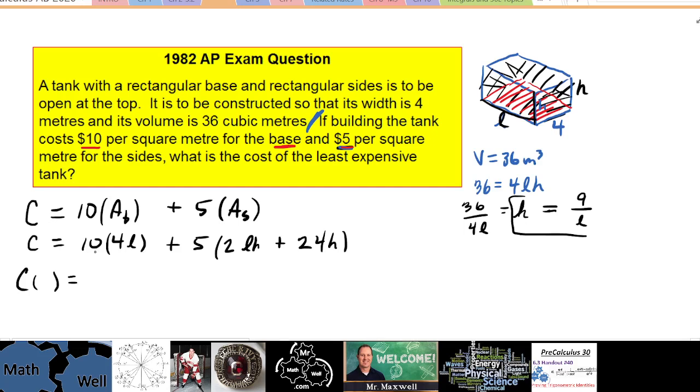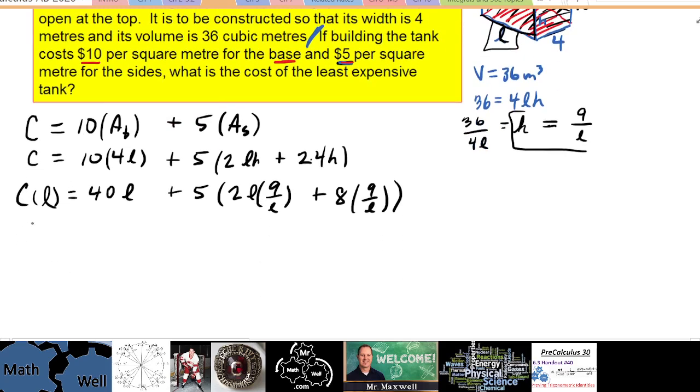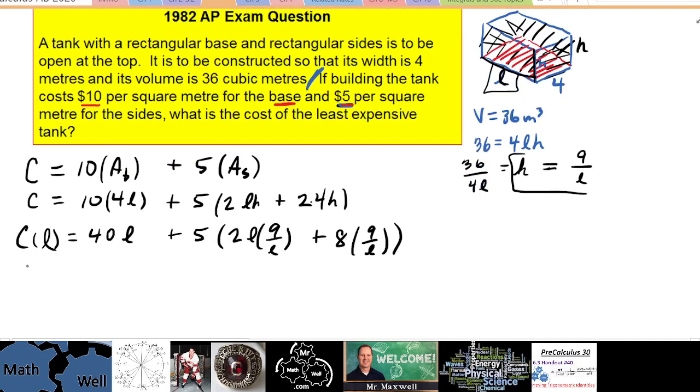Well, if that's the case, then I can rewrite this. The first term is 40L, no problem. This is going to be 5 times 2L times 9 over L, plus, and this is a 2 times 4, isn't it? That's not 24. So that's 8 times 9 over L. So this is now cost in terms of just L, just this variable length. Well, that's good. One variable. Let's simplify this here now. I'll try and keep that question in there for you.